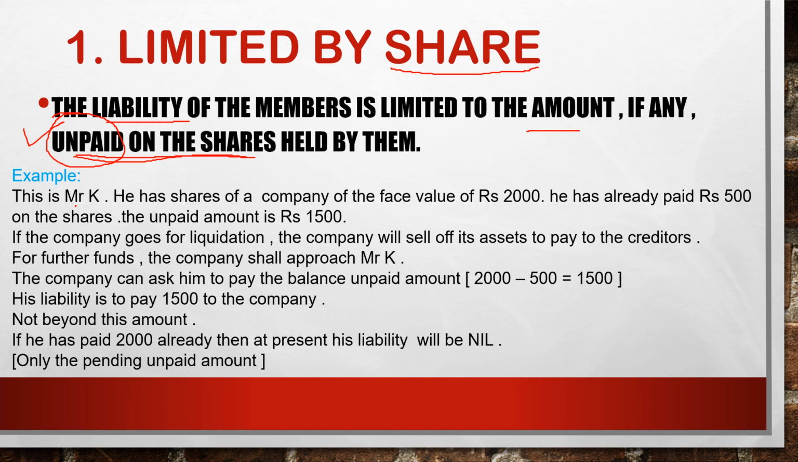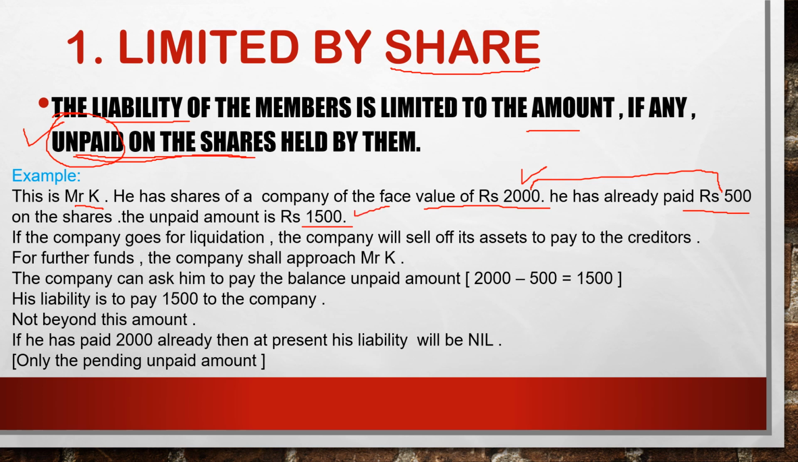Suppose this is a person, Mr. K. He has shares of a particular company of the face value of rupees 2000. This much is very simple. The company launches the shares and Mr. K purchased the shares up to rupees 2000. He has already paid rupees 500 on the shares. The company asked for 500 rupees. Mr. K paid them. So the unpaid amount he has yet to pay is the difference between 2000 and 500 which he has already paid.